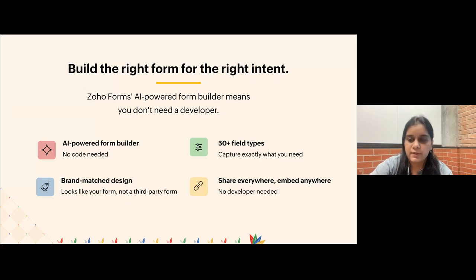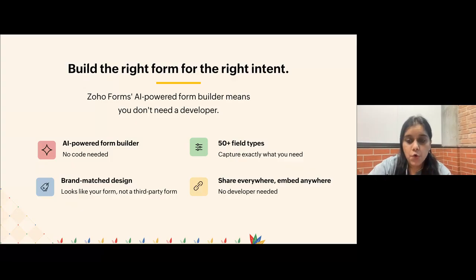So if you're building all your forms from scratch, Zoho Forms has over 50 field types. You can capture exactly the information you need, from file uploads and payments to signatures. You can customize the forms to match your organization's branding, so attendees experience your event and feel that the form is part of the event and not a generic third party form, right?